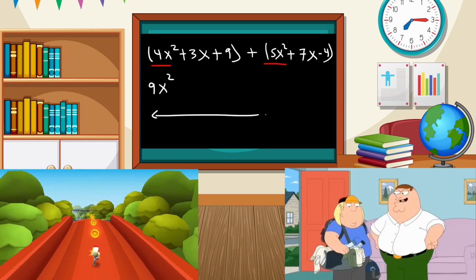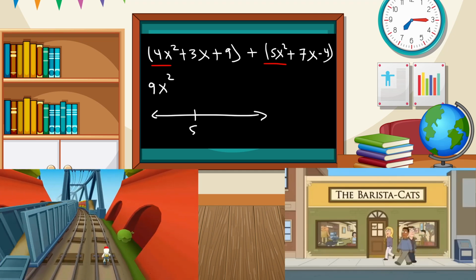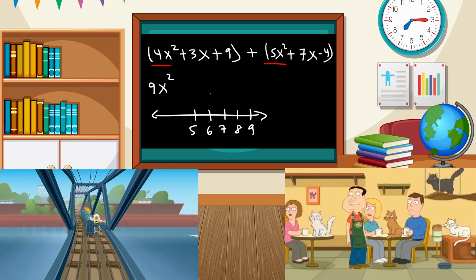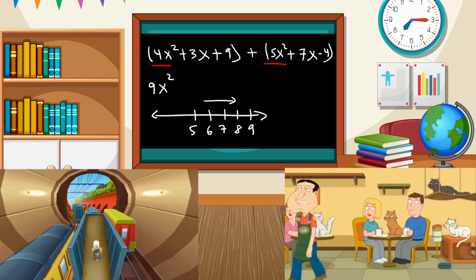For those of you who want a quick review of addition, here's how you can add using a number line. If you wish to add 4 to 5, start with 5 and travel 4 units to the right. This will take you to 9. So anytime you need to add, travel to the right on a number line. If you need to subtract, travel to the left.